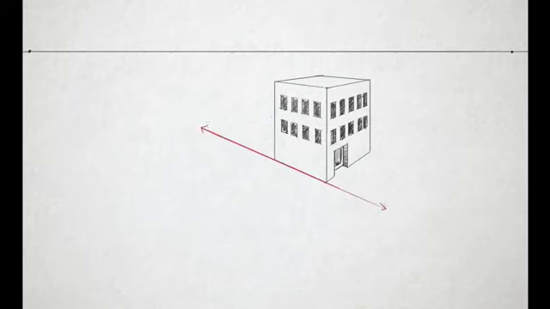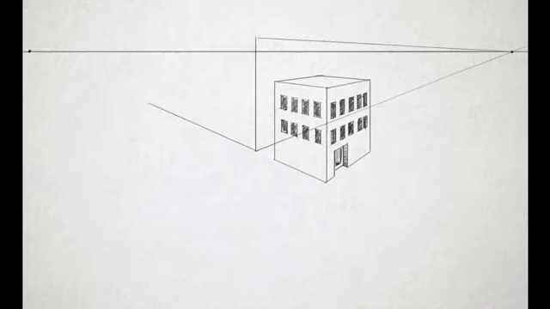Now, we want to consider the bottom portion of our first building and make sure that our next corner doesn't drop below this line. Then we'll draw the corner for our next building, and then we'll just repeat the process. Lines back from each end of that corner to both of the vanishing points.